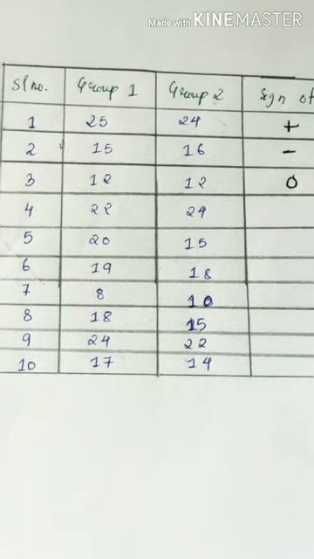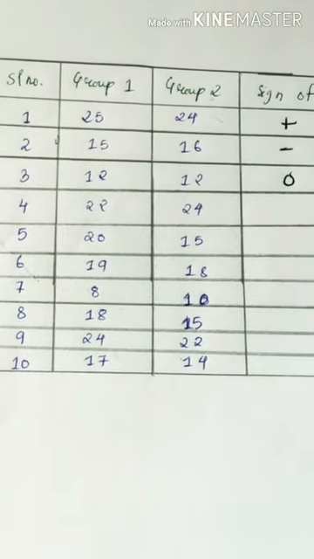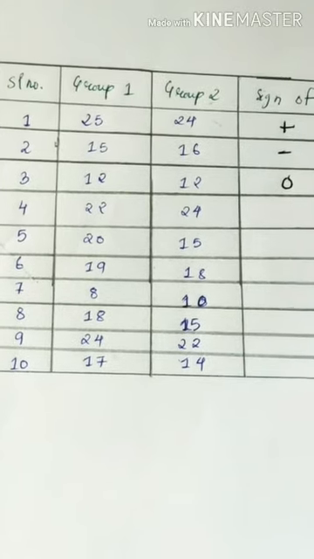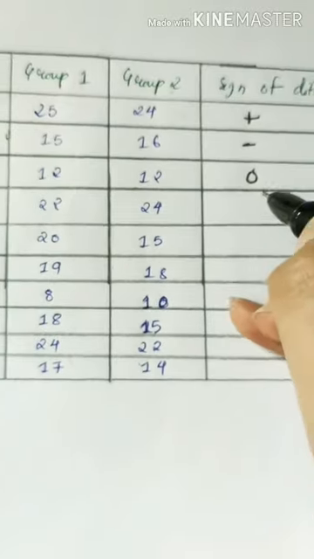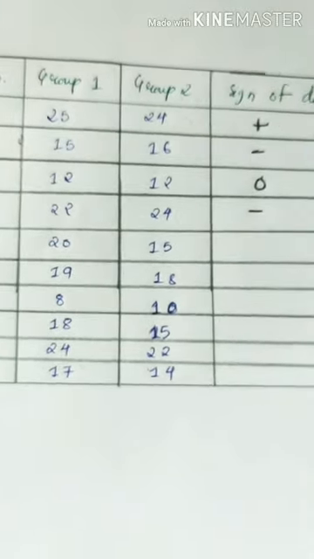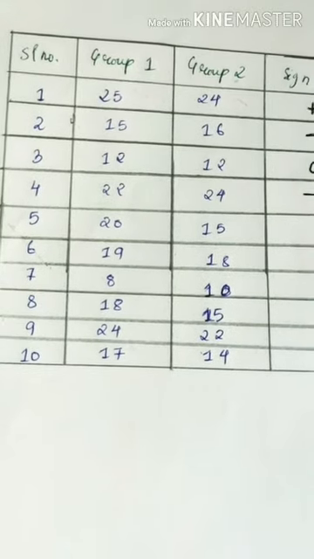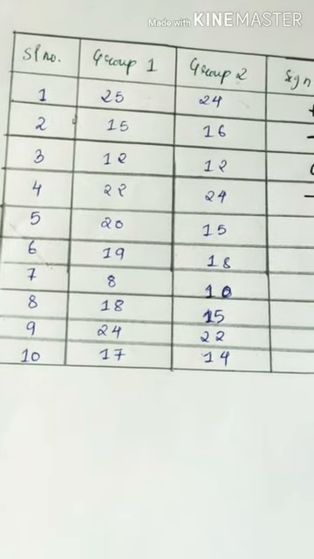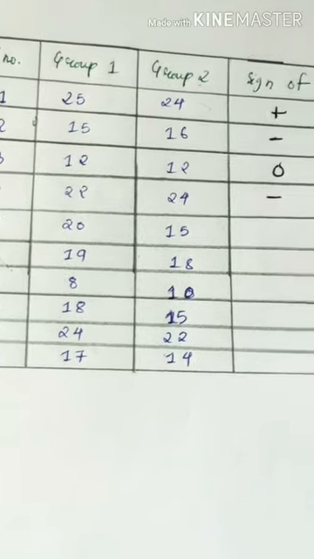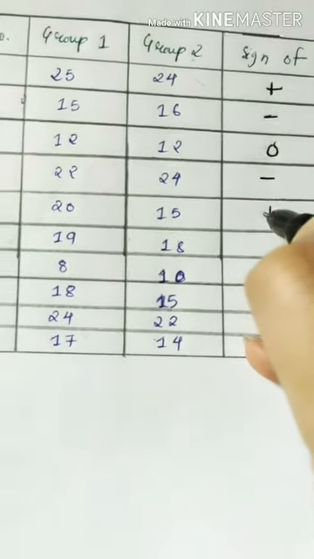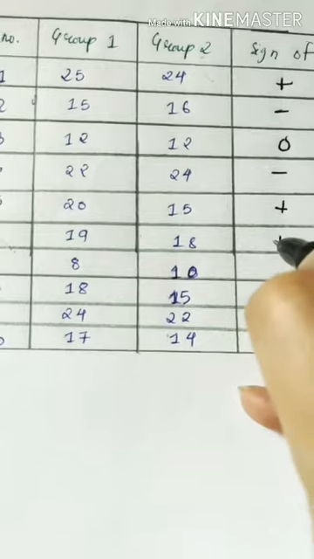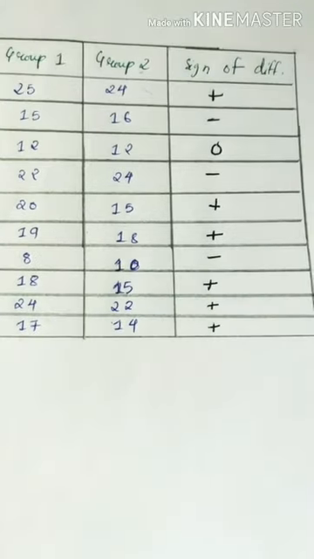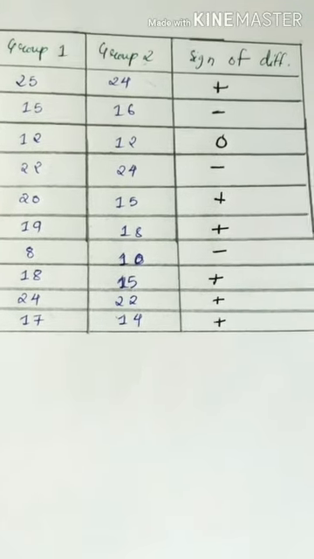For sample number 4 of group 1 and group 2, it's 22 and 24. The difference, 22 minus 24, is minus 2. So the sign of the difference will be negative. And for sample number 5, group 1 and group 2, it's 20 and 15. So the difference, 20 minus 15, is 5. So the sign for the difference will be positive. Similarly, here the sign is positive. Here it's negative, then positive, positive, and positive. This is how the sign of difference is indicated.